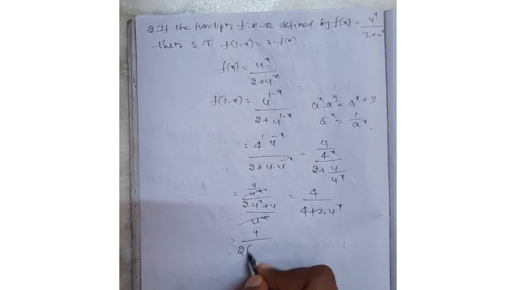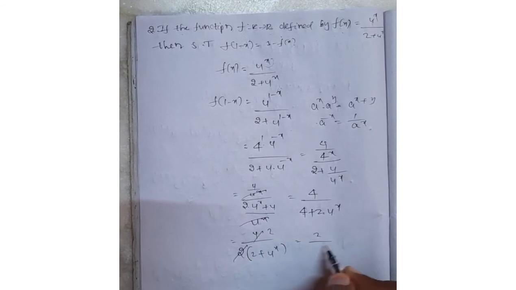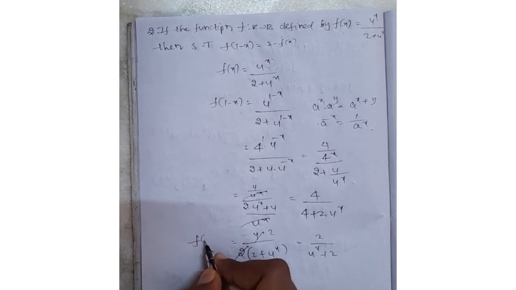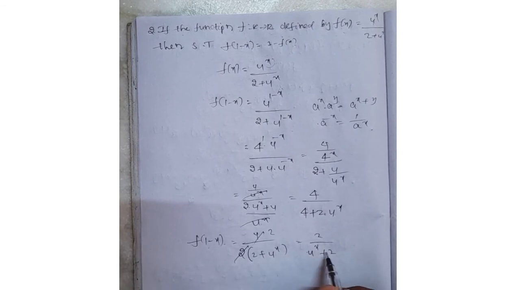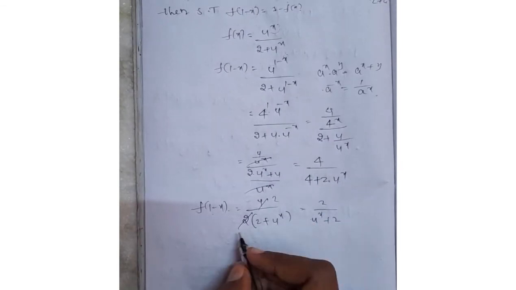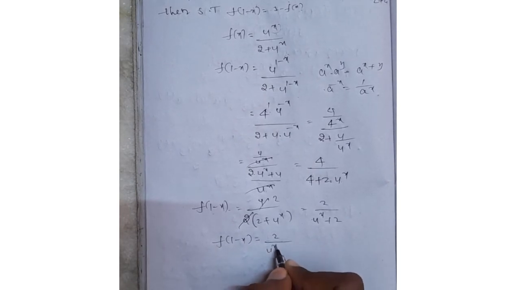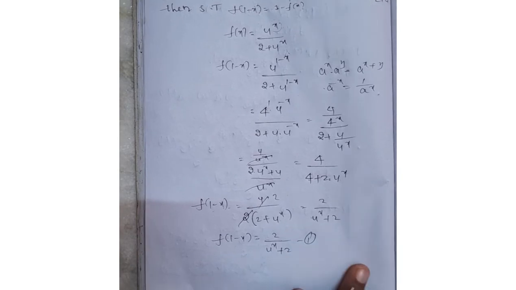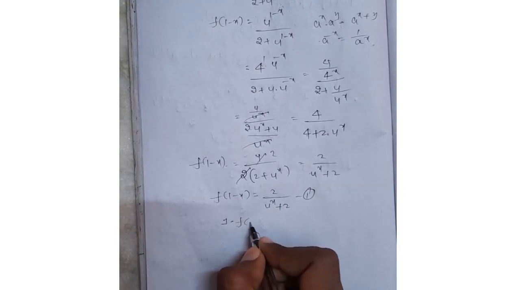2 of 2 plus 4 power x, right? 2 ones are 2, 2 twos are 2 by 4 power x plus 2. f of 1 minus x equals 2 by 4 power x plus 2, right? So f of 1 minus x equals 2 by 4 power x plus 2. Consider this as 1. Next, 1 minus f of x, this is LHS.